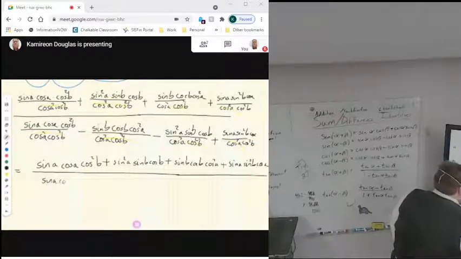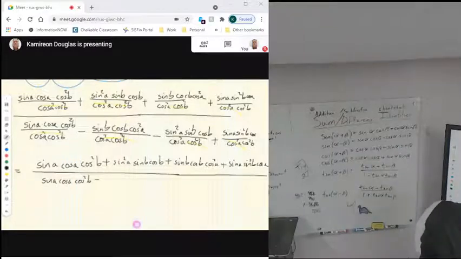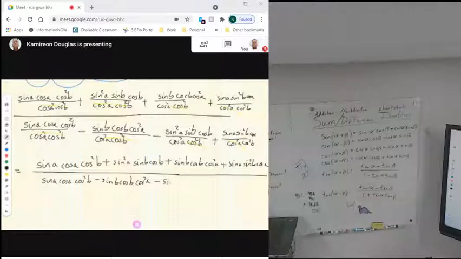The bottom: sine A, cosine squared B, minus sine B, cosine B, cosine squared A, minus sine squared A, sine B, cosine B, plus sine A, sine squared B.